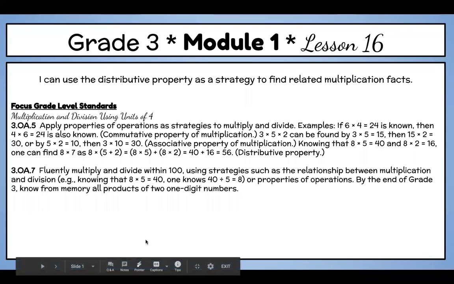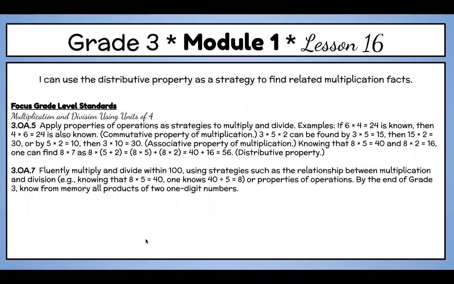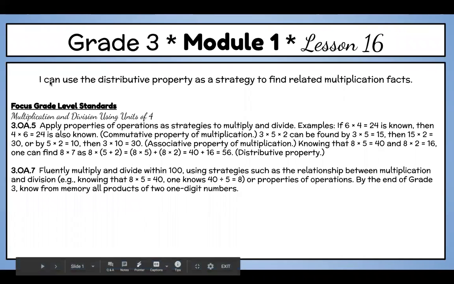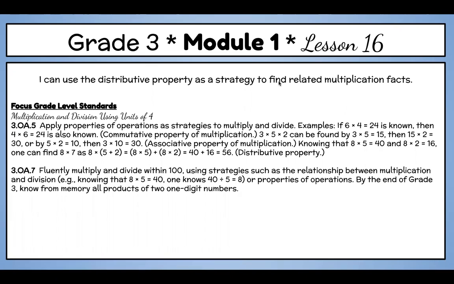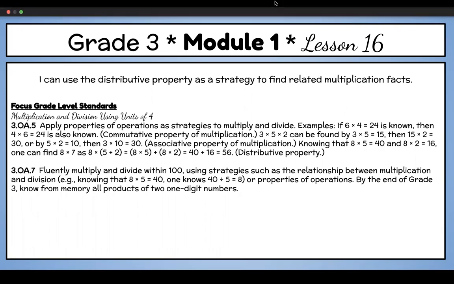Hi, everyone. We are on Module 1, Lesson 16. I can use the distributive property as a strategy to find related multiplication facts. We will be focusing on multiplication and division using units of 4.